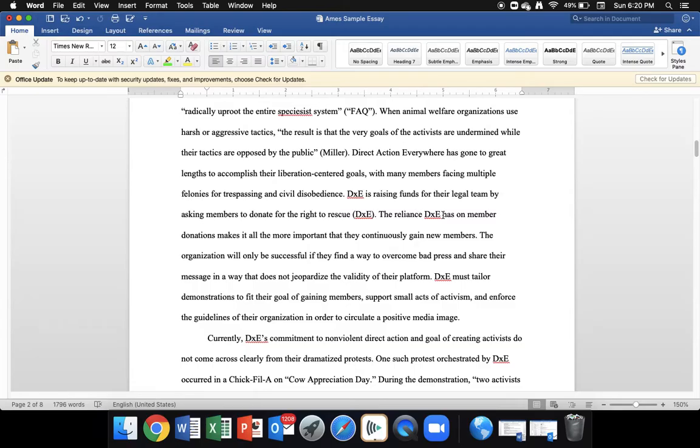The reliance DXE has on member donations makes it all the more important that they continuously gain new members. The organization will only be successful if they find a way to overcome bad press and share their message in a way that does not jeopardize the validity of their platform. DXC must tailor demonstrations to fit their goal of gaining members, support small acts of activism, and enforce the guidelines of their organization in order to circulate a positive media image.